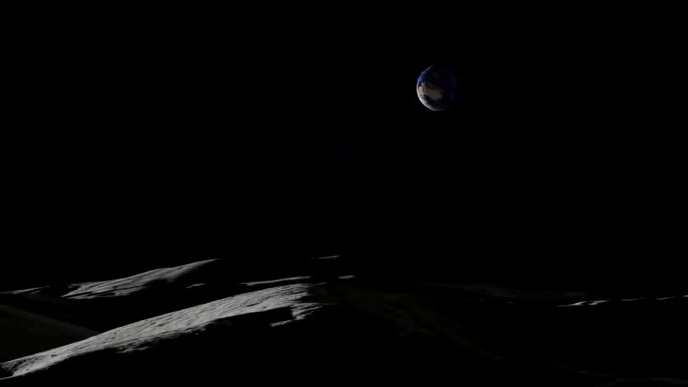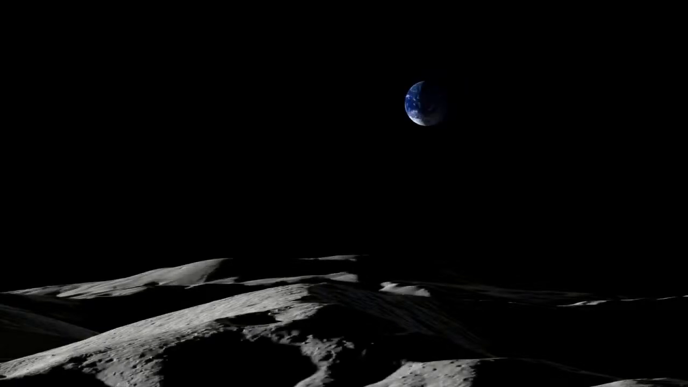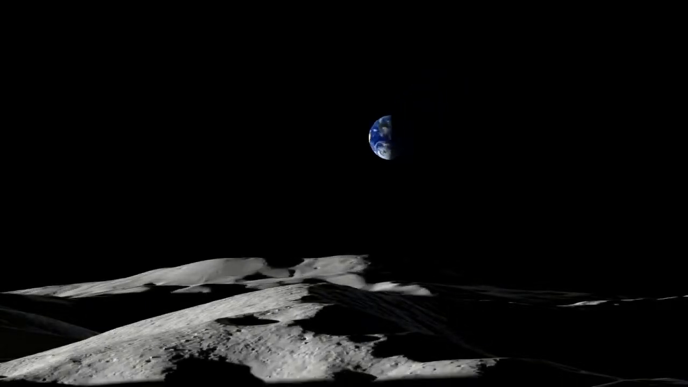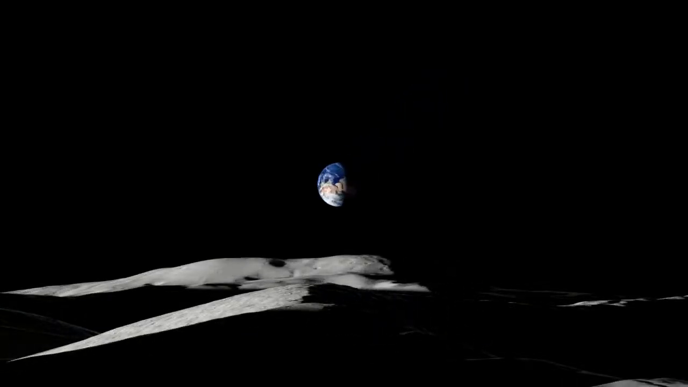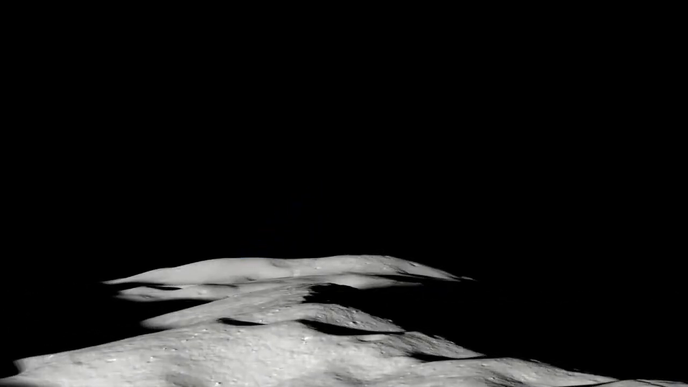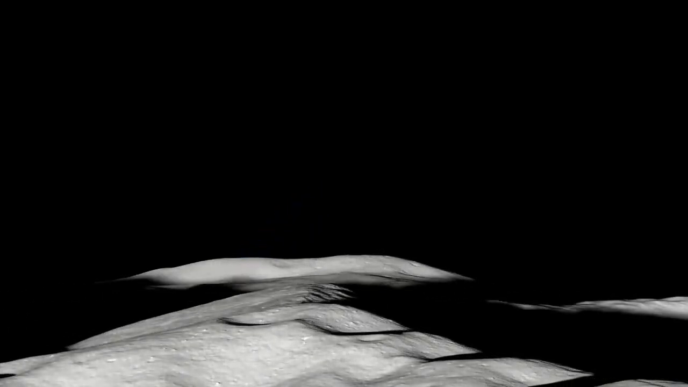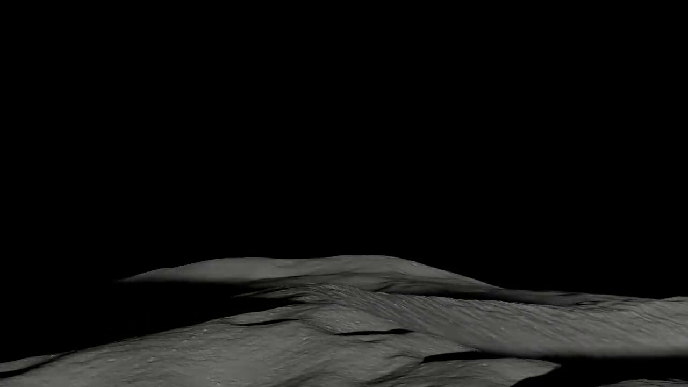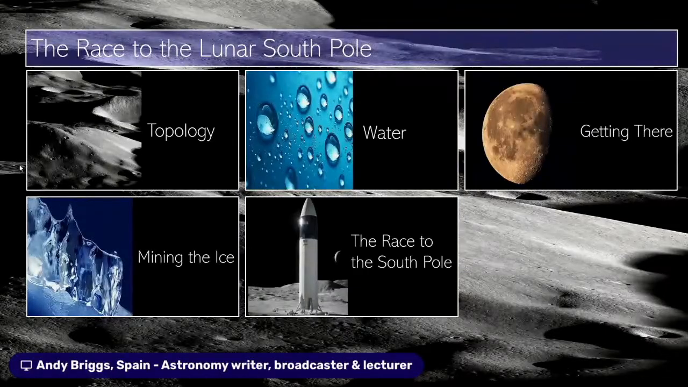This model of the terrain is made possible by Lunar Reconnaissance Orbiter, which has been mapping the surface of the moon from lunar orbit since 2009. LRO's maps will be incredibly important for exploring the moon and locating water and other resources there. That's the topology of the south pole of the moon. Imagine these craters never having seen sunlight in billions of years.